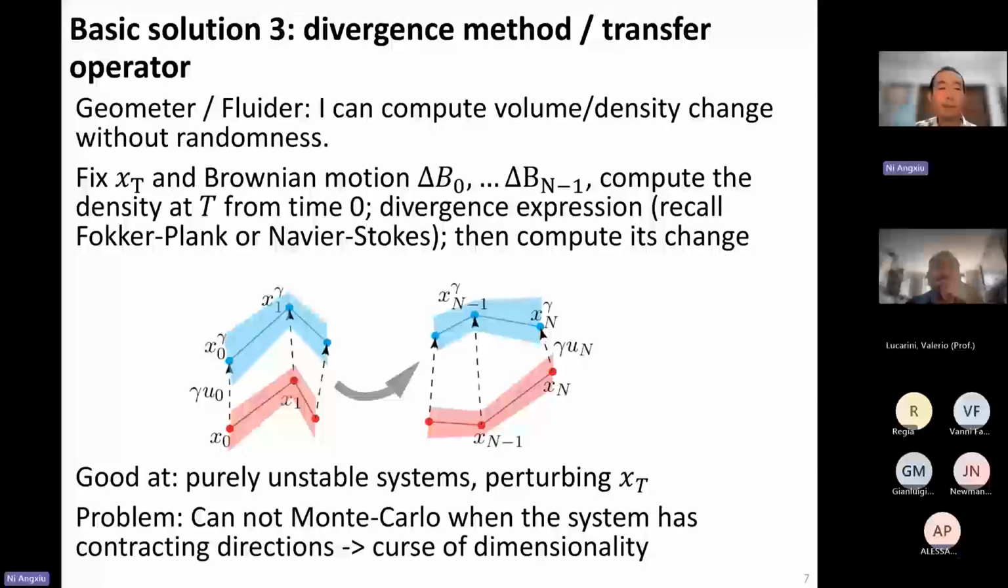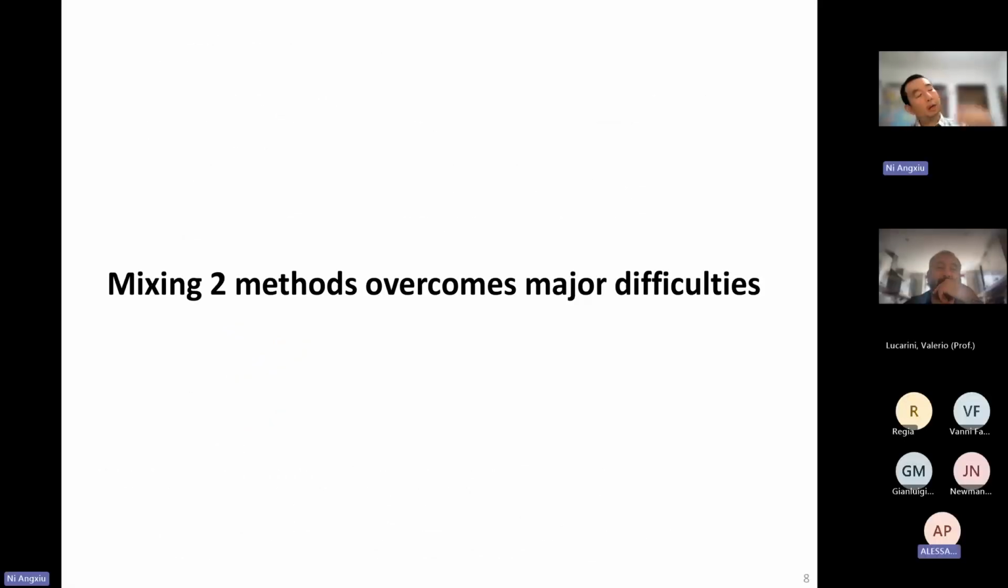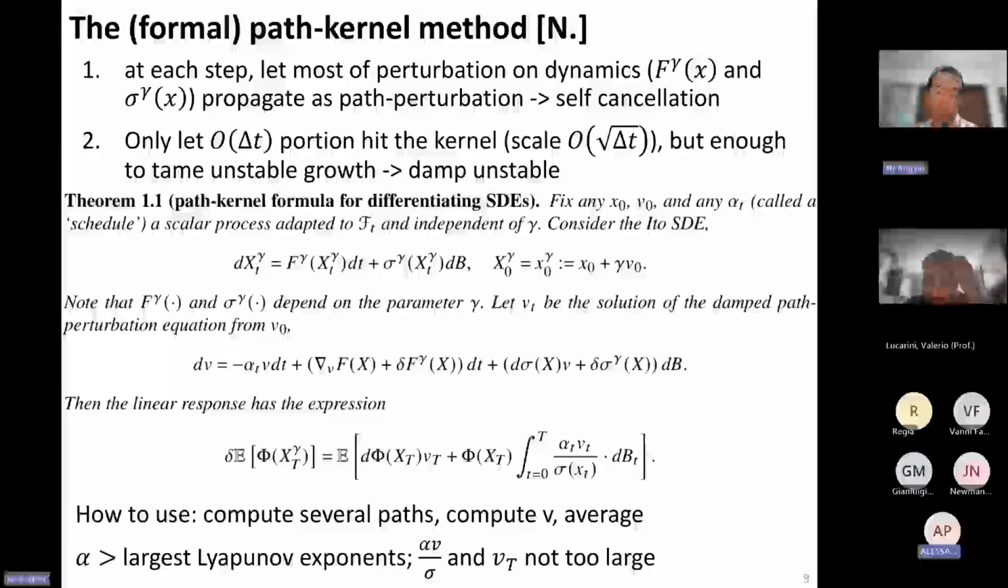Okay, but the problem of this basic strategy is that when the system has contracting directions, you cannot really do things Monte Carlo-ishly. So this method is cursed by dimensionality. Okay, so it is good at unstable systems, but bad at stable systems. All right, so naturally you would imagine that we can consider mixing two of the methods, and indeed that would overcome some major difficulties. Okay, I'm going to give you two examples.